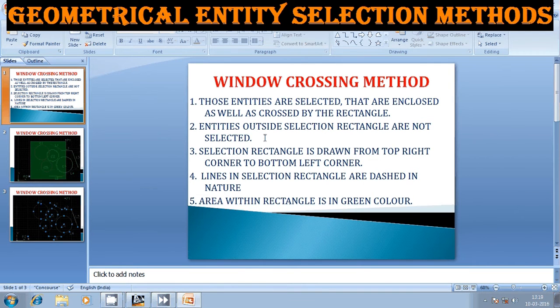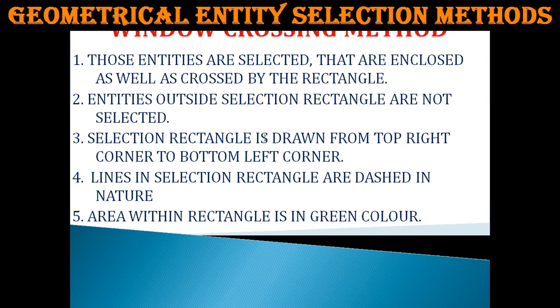Coming to the window crossing method, here those entities are selected that are enclosed as well as crossed by the rectangle. That means those entities which are outside the rectangle are not selected, but those entities which are crossed by the rectangle as well as enclosed by the rectangle are selected. Second point, entities outside the selection rectangle are not selected. So anything which is outside the rectangle is not selected.